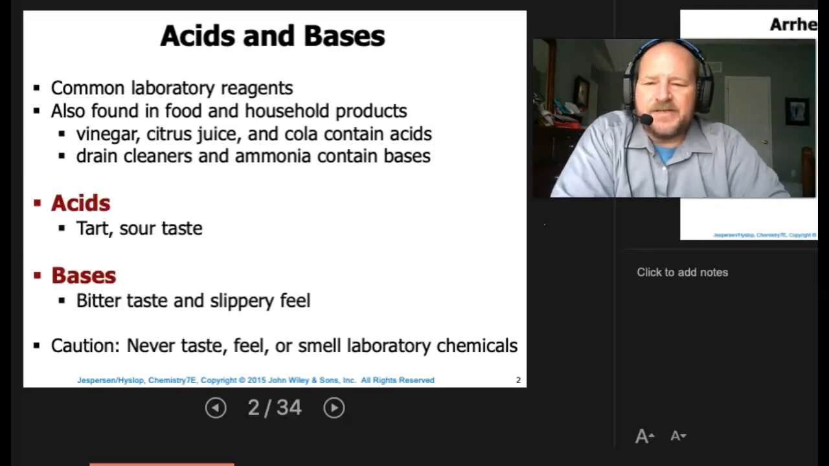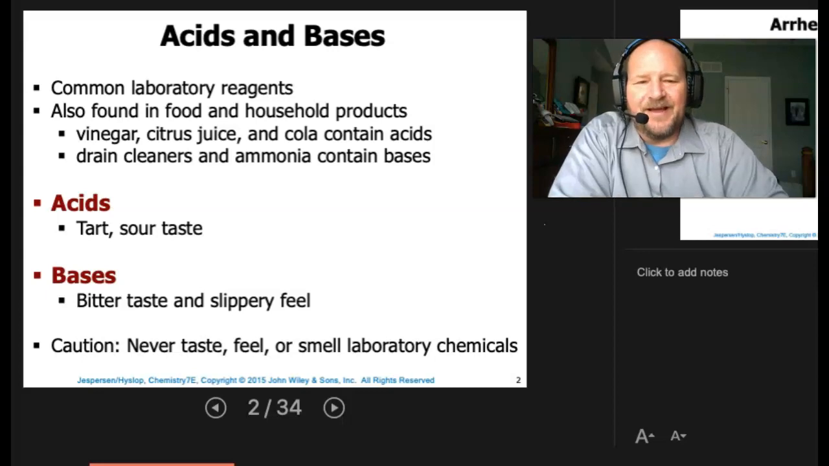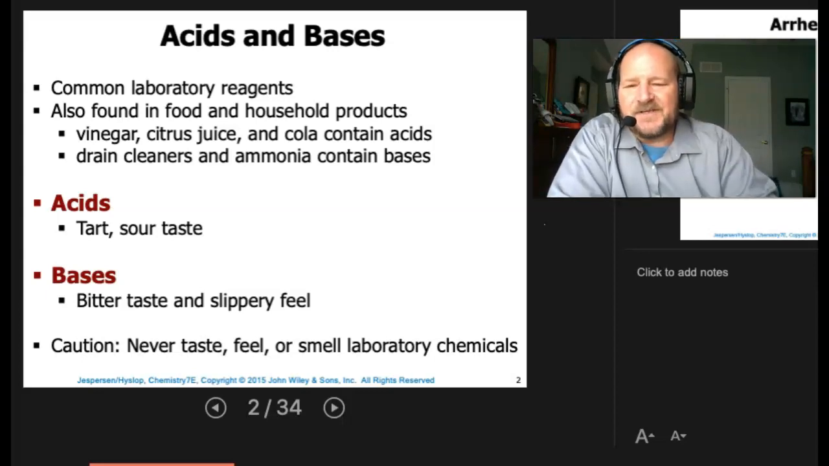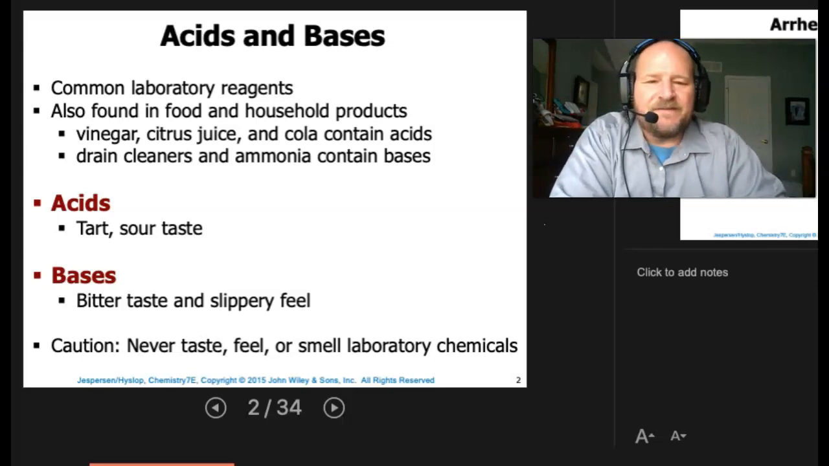Acids typically would be tart and have a sour taste. So if you would have taken that sulfuric acid and diluted it first and then put it in your mouth, it would have a sour taste. Don't do that. If you haven't done the lab yet, don't put any concentrated acids in your mouth, please, especially in lab. Bases usually taste bitter and have a slippery feel to them.